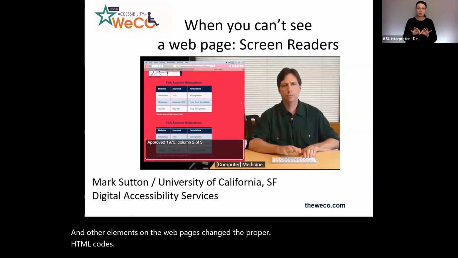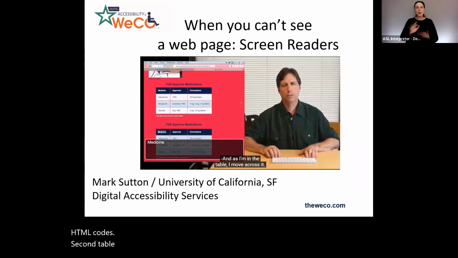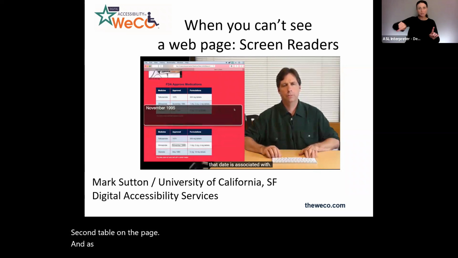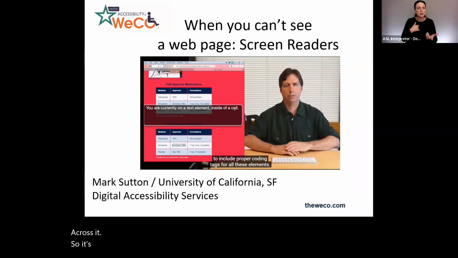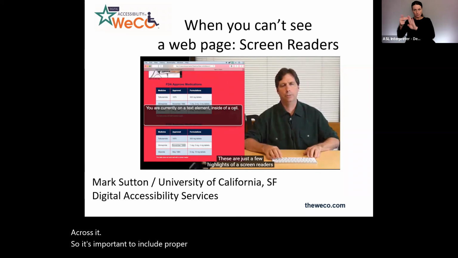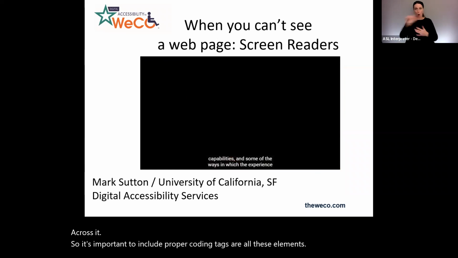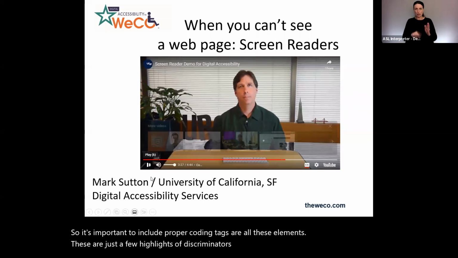I'll go to the second table on the page. Table, 3 columns. Medicine. Row 2 of 5, tolbutamide. And as I move across the table, row. November 1995. I get a date, but I don't know what that date is associated with. So it's important, as I was saying, to include proper coding tags for all these elements. These are just a few highlights of a screen reader's capabilities.